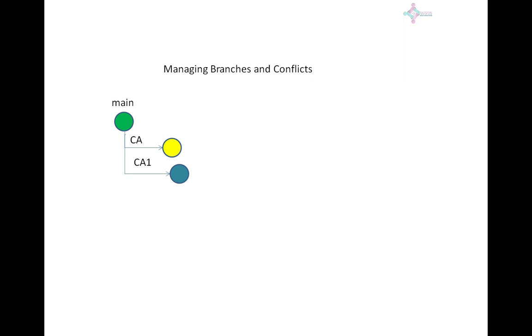Ideally, you create a feature branch, push it, and then do a pull request and merge. That's the ideal way, but people tend to do it this way too.